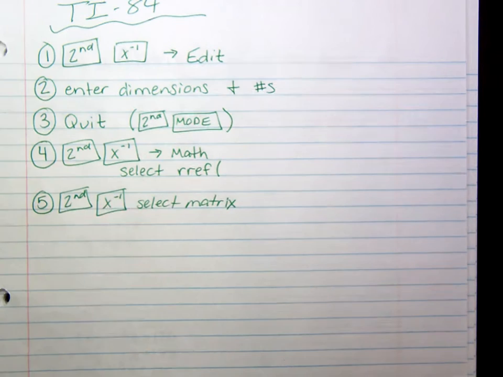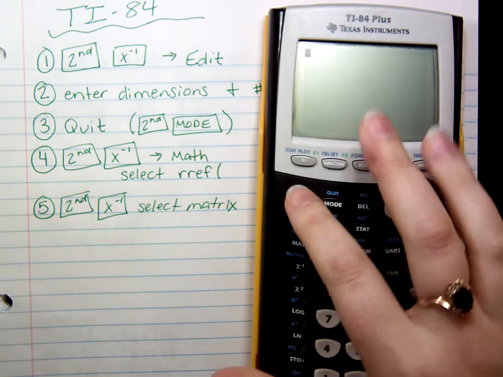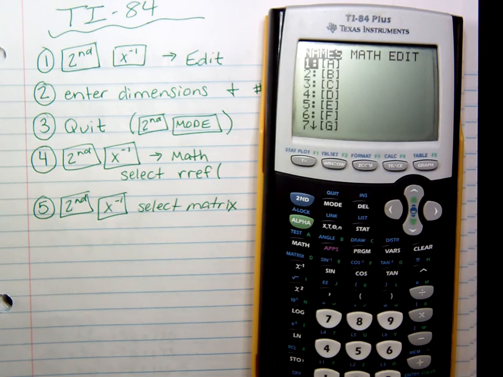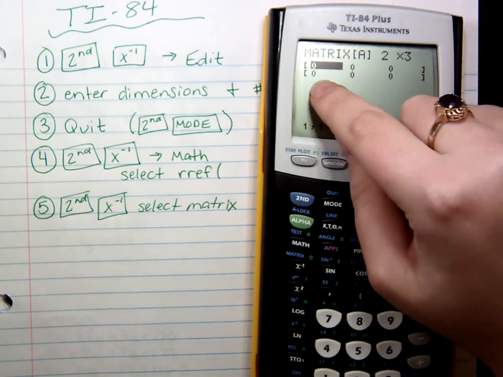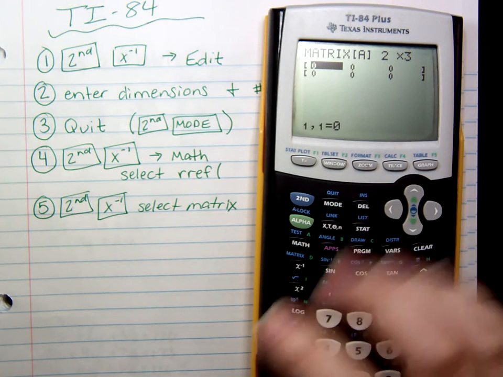Now the steps to using a matrix in a system of equations are listed here. The first thing you're going to do is go into the matrix program by doing second and then x to the negative 1. Scroll over to the edit menu and hit enter to select the matrix, matrix A in this case. If you want to do a different one, you can, but I usually just use matrix A. Now you enter your dimensions, which in the first example is a 2 by 3 matrix. And you can see that it changes the number of places we have to enter zeros.